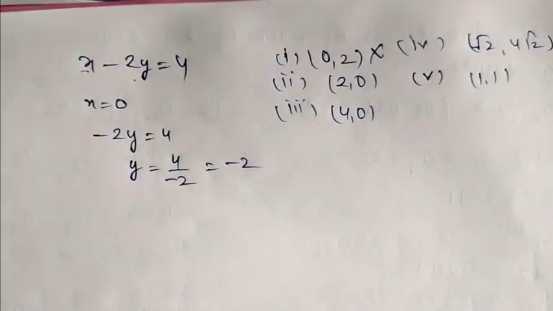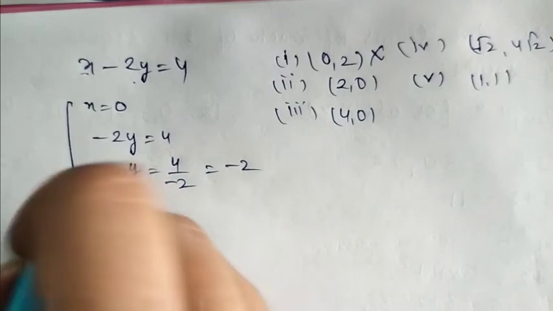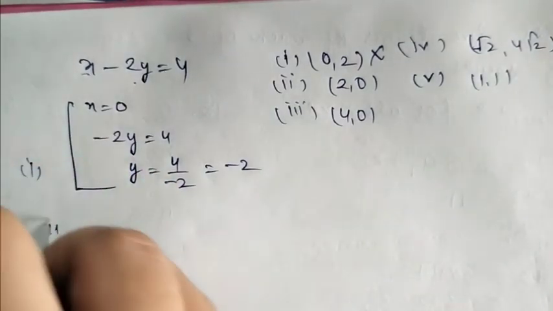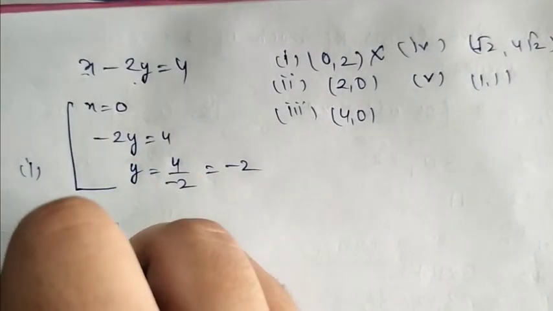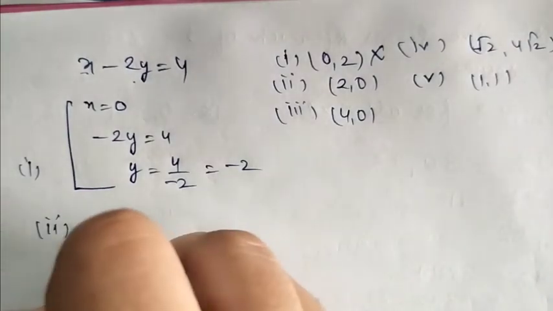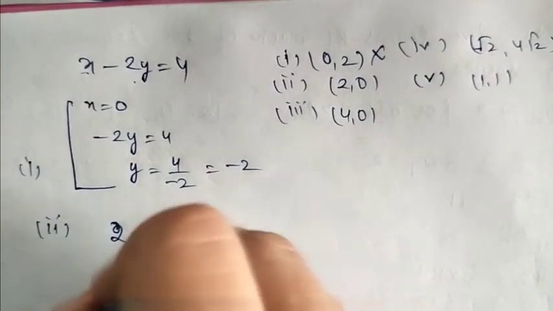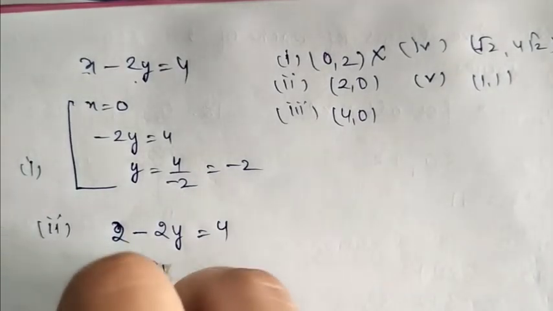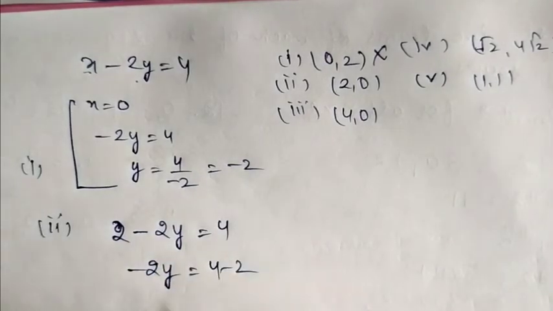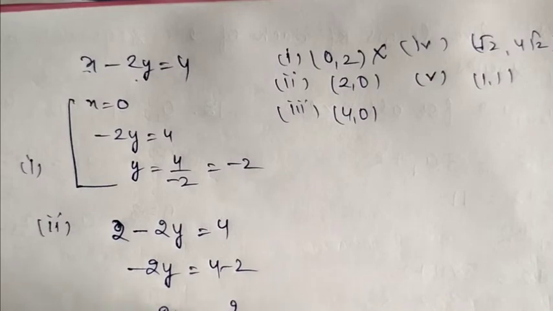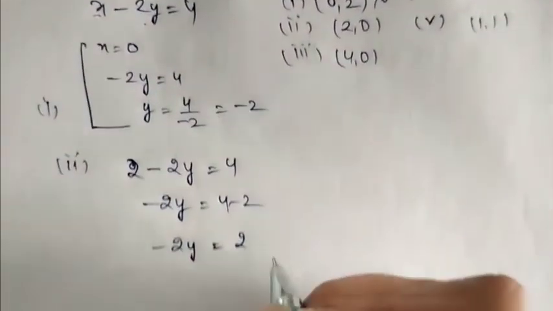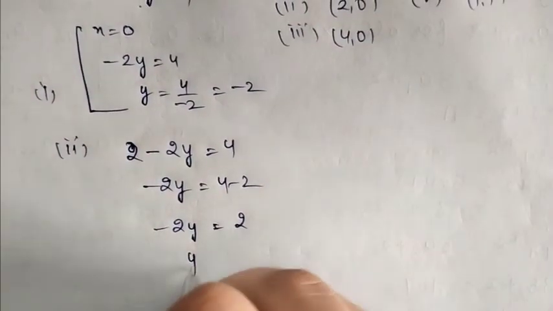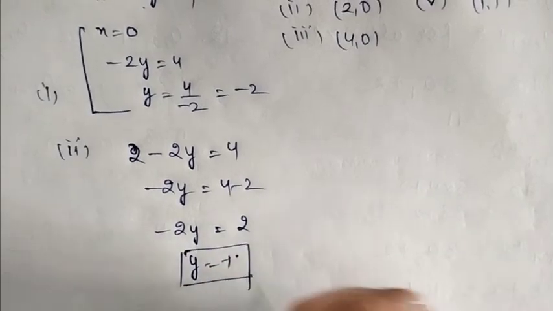Second हम चेक करते हैं, if we put 2 अगर x में, this was the first part. Second part is, if we put x equals to 2, ठीक है, अगर हमने x की जगह 2 पुट करा, then we will have 2 minus 2y equals to 4. Here we have minus 2y equals to 4 minus 2, minus 2y equals to 2, and we have y equals to minus 1. So this is also not a solution.